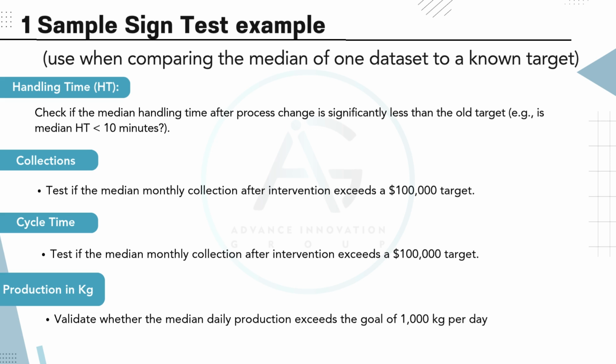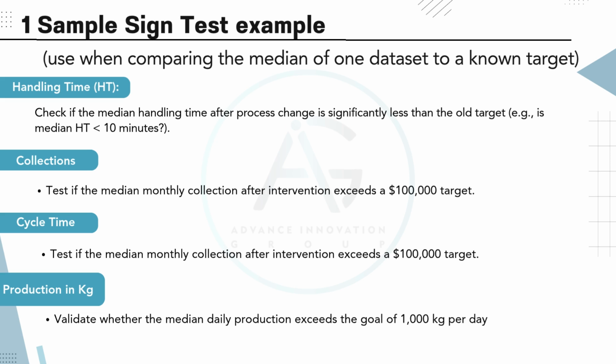Collections. Let's say we're tracking monthly collections after a new billing system has been introduced. We want to test if the median monthly collection now exceeds $100,000. Since we're comparing the new data to a fixed target, again, the one-sample sign test is appropriate.